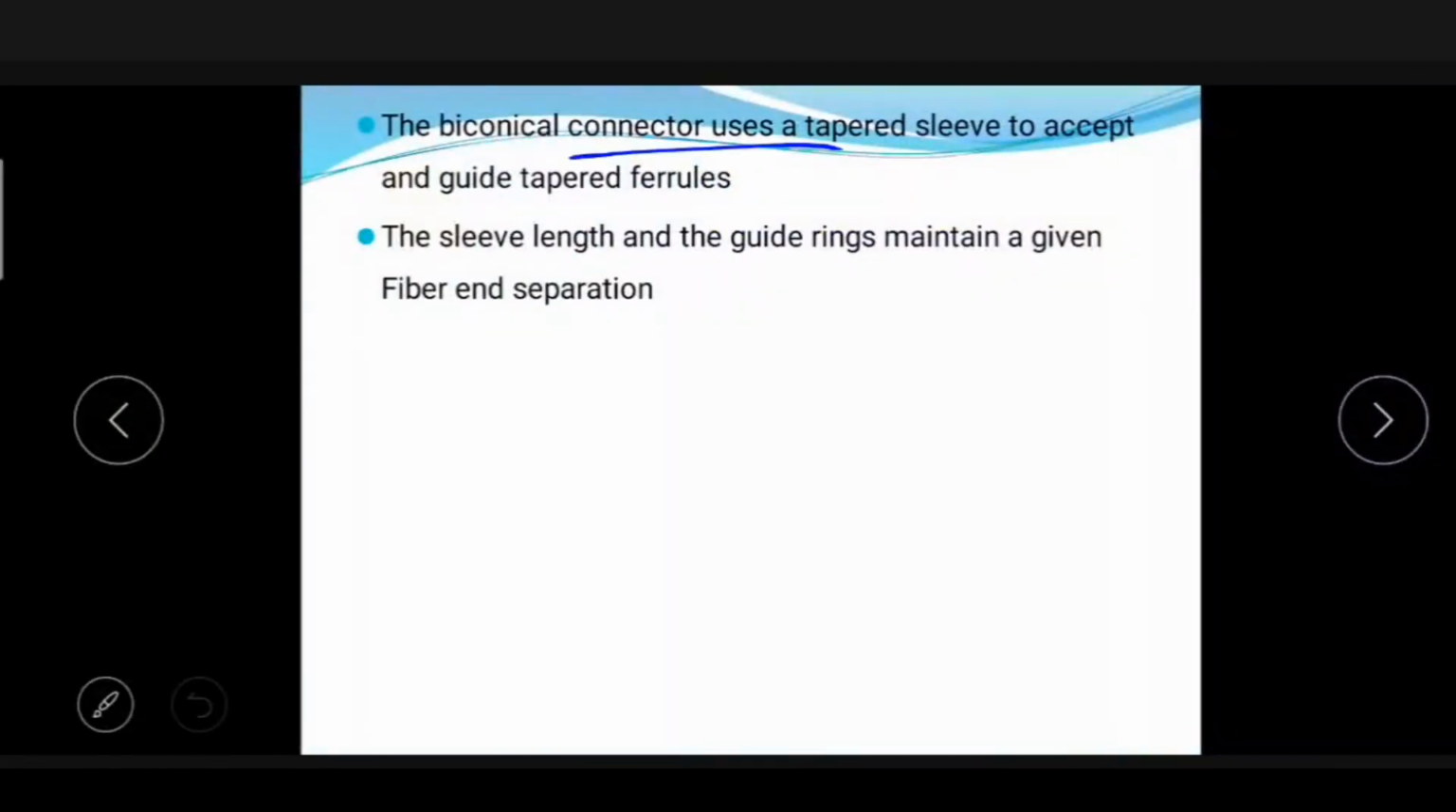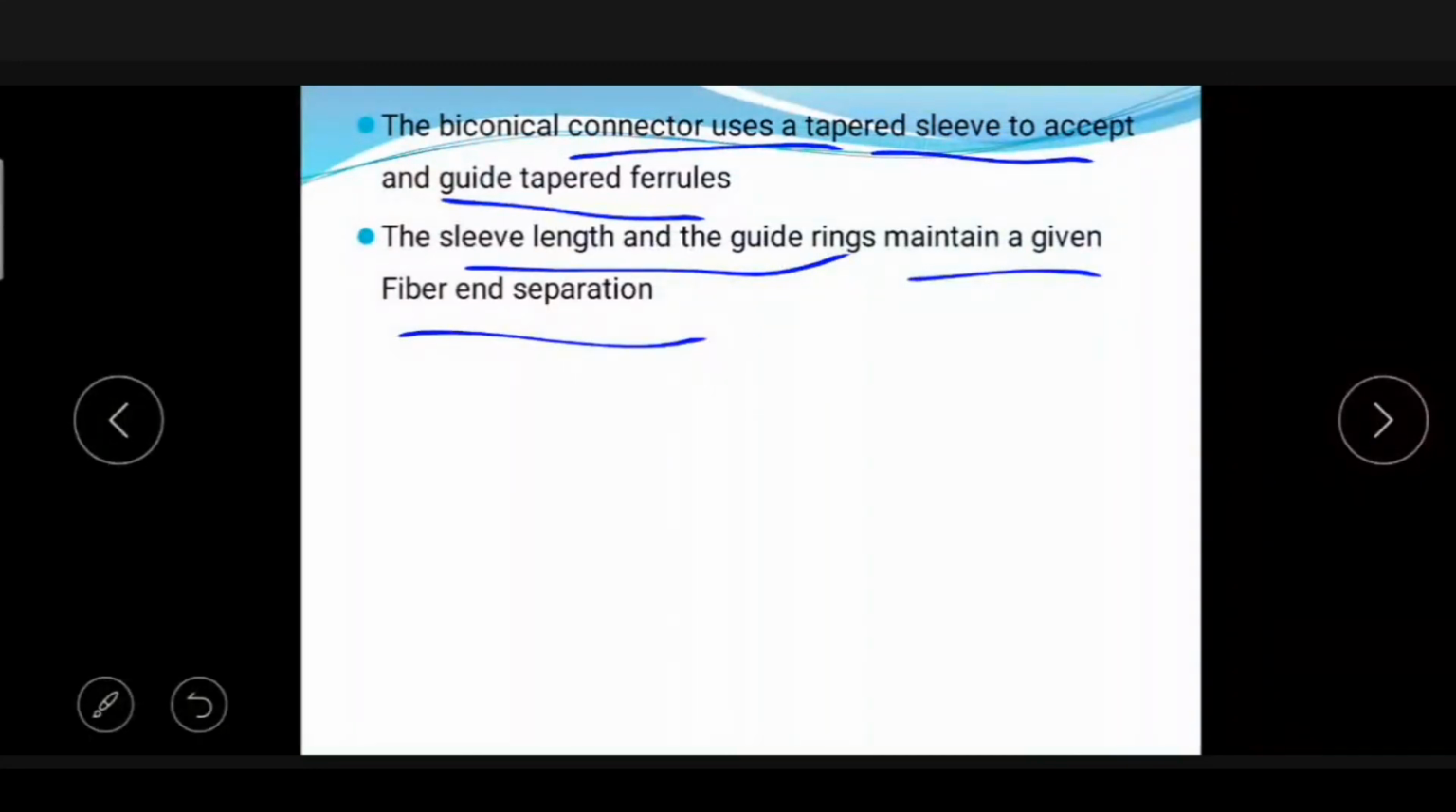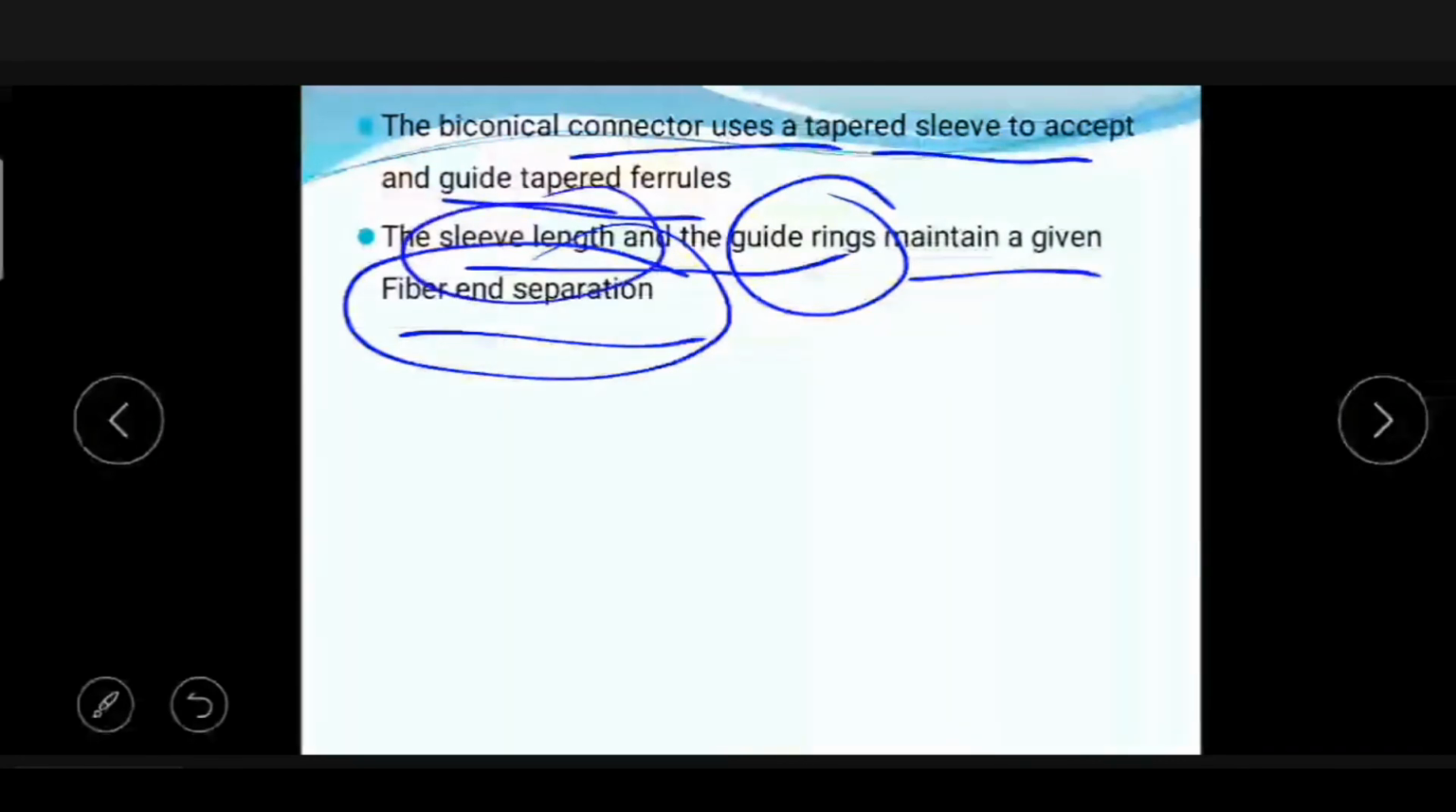Then the biconical connector uses a tapered sleeve to accept the tapered guide ferrules. The sleeve length and the guide rings maintain a given fiber end separation. So these are used to hold the fibers properly without having any separation between the fiber end faces or fiber ends.